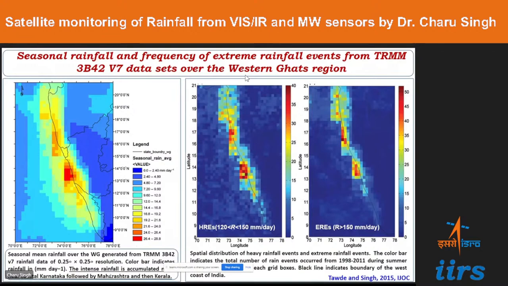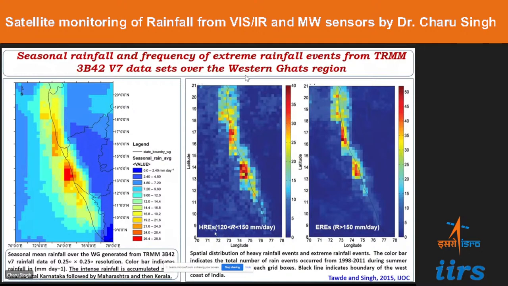If we compare these four locations, the intense rainfall is accumulated near the coastal Karnataka region, followed by Maharashtra and then Kerala. So maximum rainfall is received by the coastal Karnataka region, then comes the Maharashtra region. Based on this satellite data set, we have also developed a map of the number of extreme rainfall events along the Western Ghats region. This is the spatial distribution of heavy rainfall events. These are the heavy rainfall events on the left-hand side. On the right-hand side, we have the extremely heavy rainfall events.